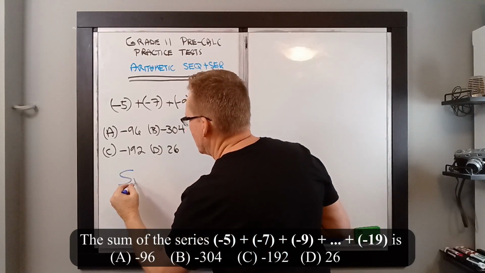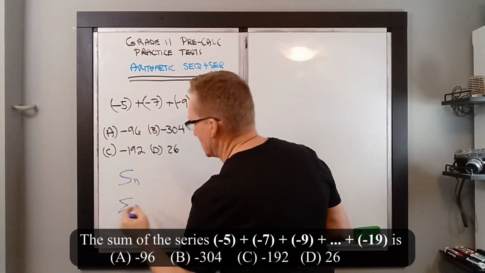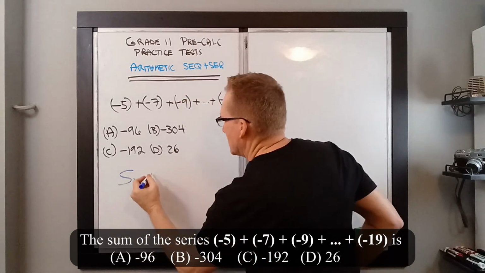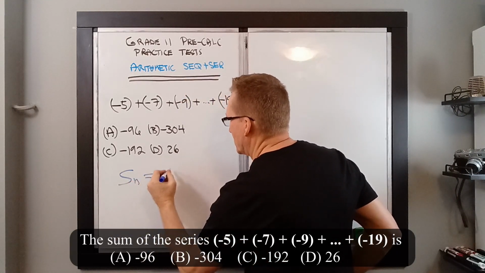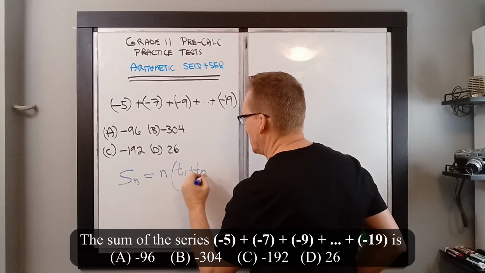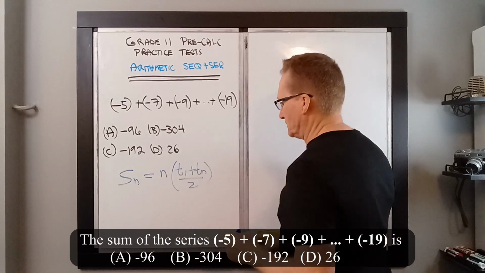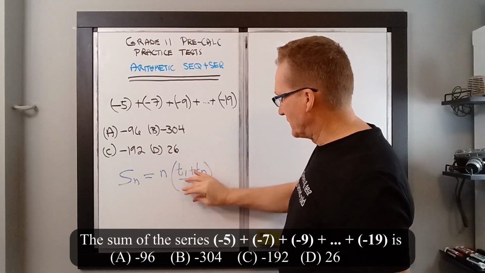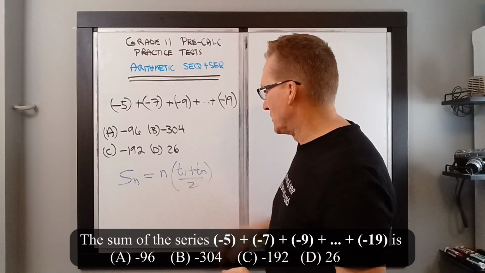The sum of n terms, some of your teachers may use the Greek letter sigma, which is like a capital S, is equal to the number of terms times the first term plus the last term, all over 2. This is like taking, here's the first term, here's the last term. You're taking the average of the terms and adding up how many terms there are.